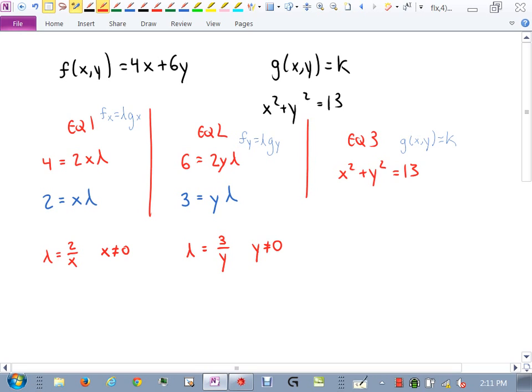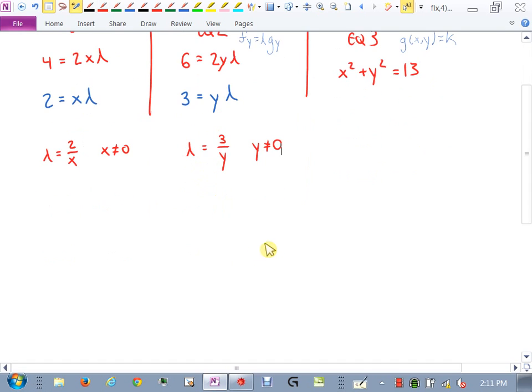What now? You want to set them equal to each other? Right? If lambda has to be this, and lambda has to be this, then they have to be equal to each other. So from that, we could say that 2x must equal 3 over y, as long as x and y are both not 0.